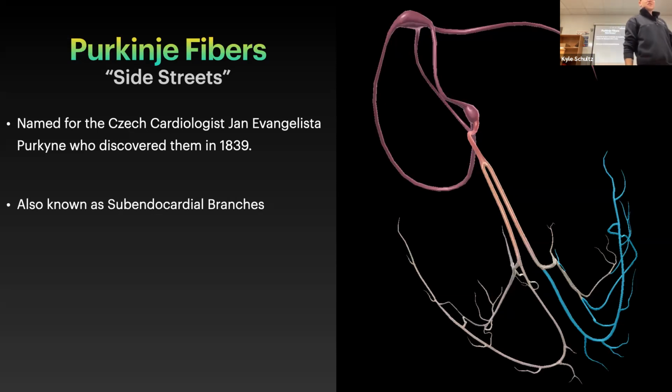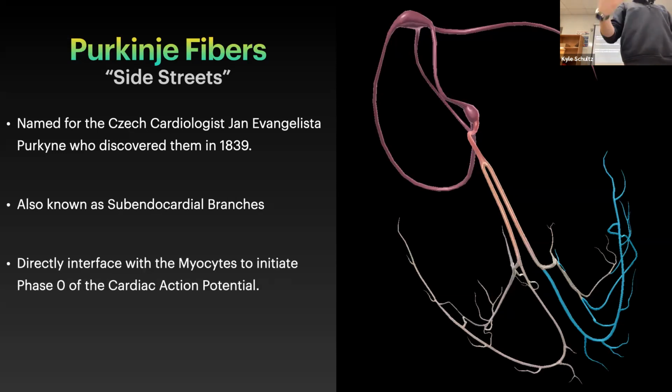These are also known as subendocardial branches. And they are the ones, like I said, that directly interface with the myocytes to initiate phase 0 of the cardiac action potential. Do we know all the different phases of the cardiac action potential?